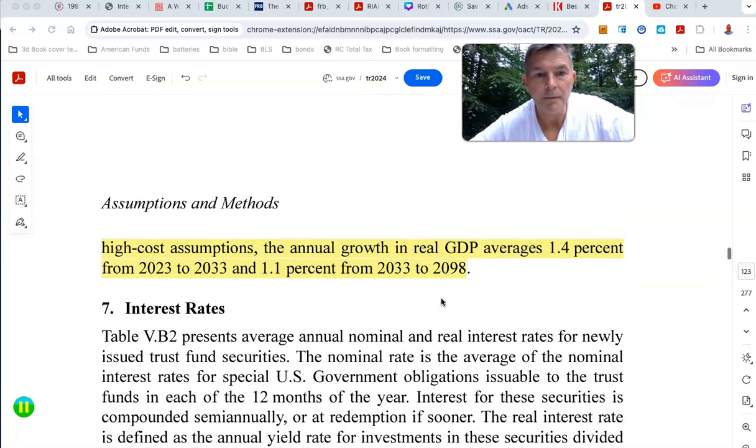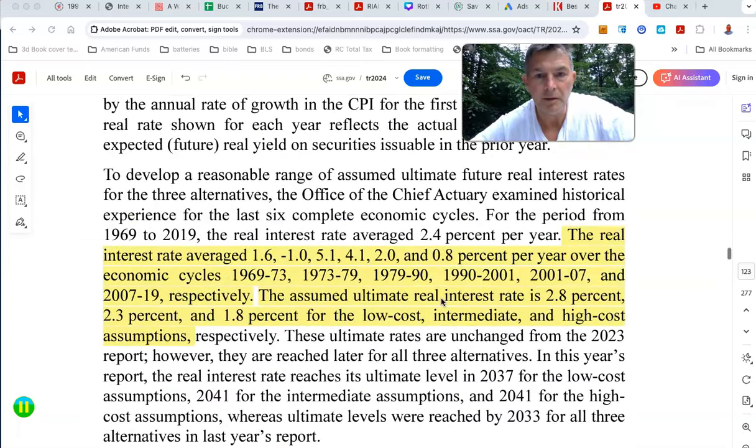Let's keep going here. Yeah, I think that's all I got. Well, we got a couple of things here. Oh, right here. The real interest rate averaged, let's see. Let's say what it averaged right there. I guess it doesn't say. It says what right there. 1.6. Yeah, 1.6. The real interest rate, I don't know.